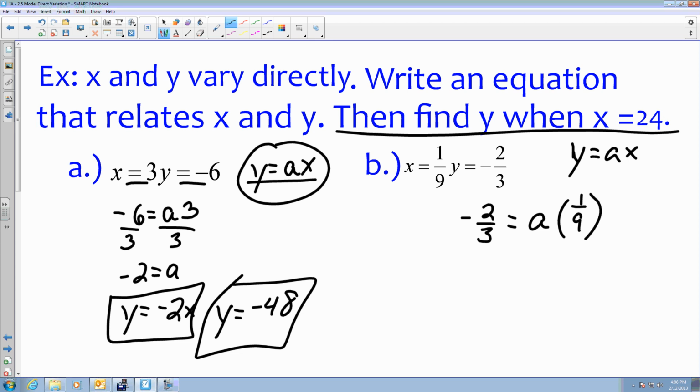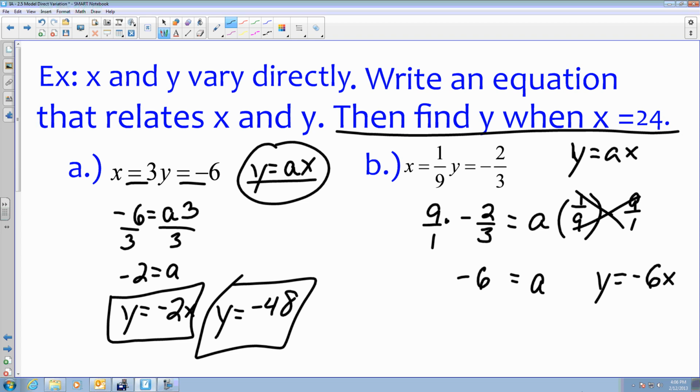So now I'm going to solve for a, so I need to get a by itself. So I'm going to multiply both sides by 9/1. So this cancels, which leaves me with a equals a negative, so that's what, negative 18/3, so that gives me what, negative 6. So then my first portion of it, it's going to be y equals negative 6x.